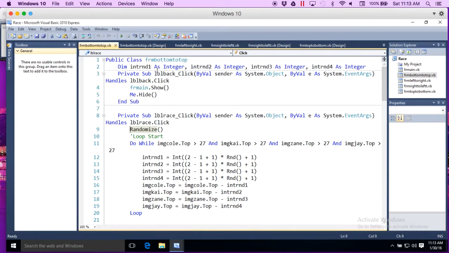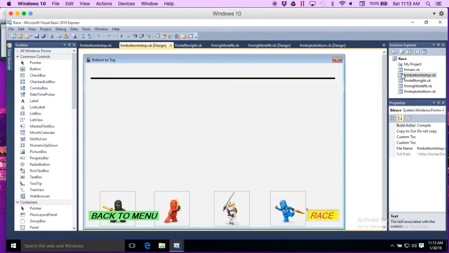Everything's the same, except I declare, look at line 2, as opposed to the other races. Now I declared 4 variables because I'm racing 4 objects. Do while image col.top greater than 27, greater than, and a 4th greater than, because they're on the bottom. Right now, remember, their y coordinate is greater than this one.